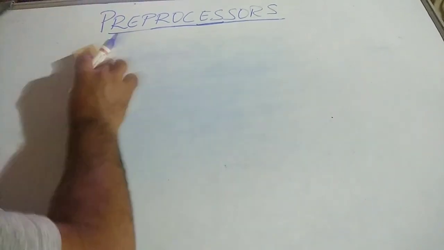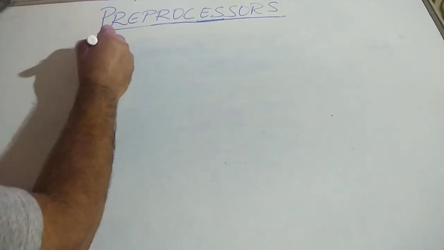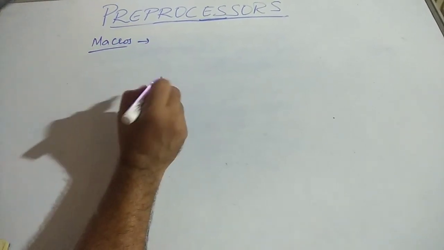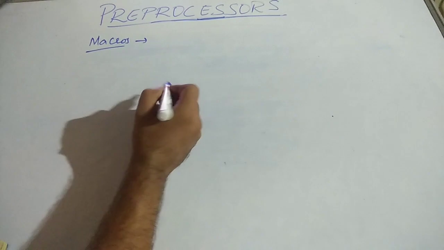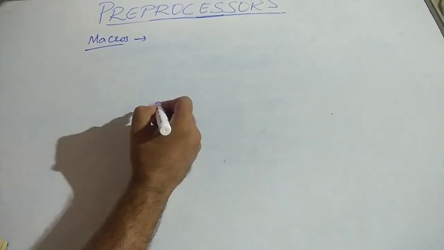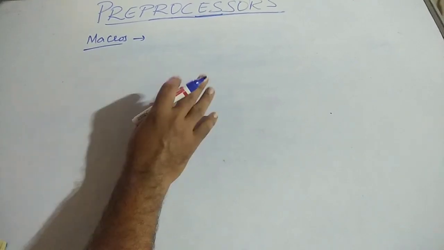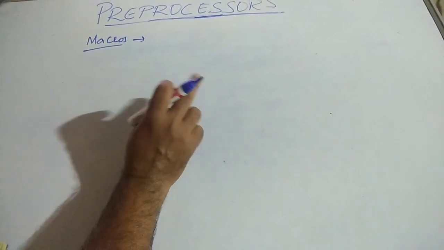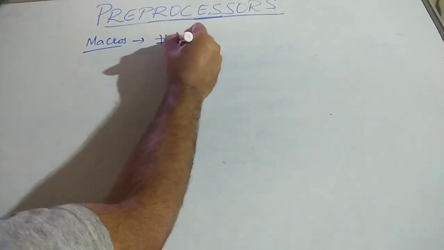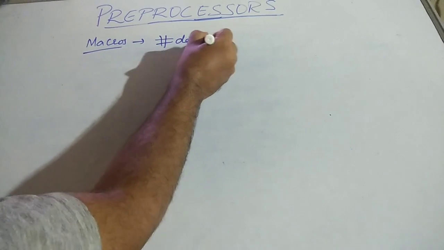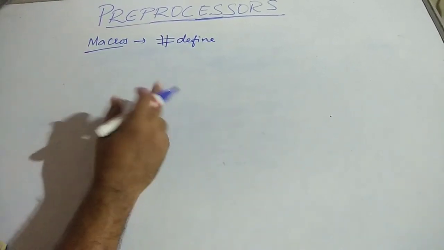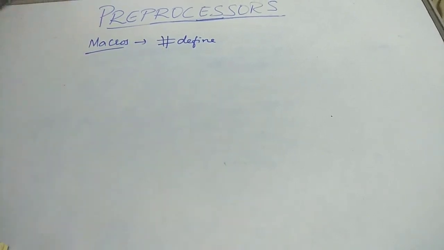First we go for macros. So what are macros? Macros are a piece of code in a program which is given some name. Whenever this name is encountered by the compiler, it replaces the name with the actual piece of code. The #define directive is used to define a macro. Is it clear? We'll understand this macro with an example program.